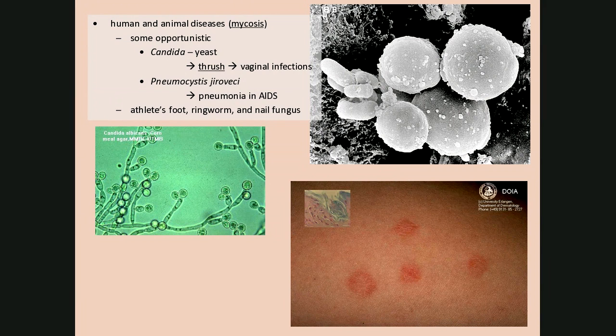Candida, that's Candida albicans down below in the microscope, is a yeast, and it causes thrush or vaginal infections. And Candida and Pneumocystis jirovecii cause pneumonia in AIDS patients. Now, Pneumocystis is a relatively rare form of pneumonia.